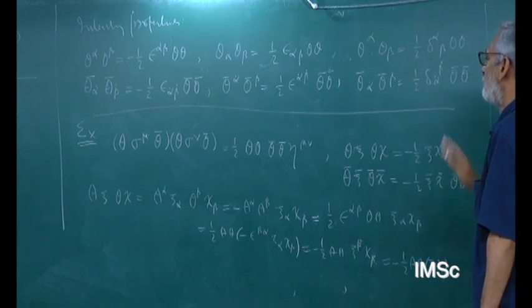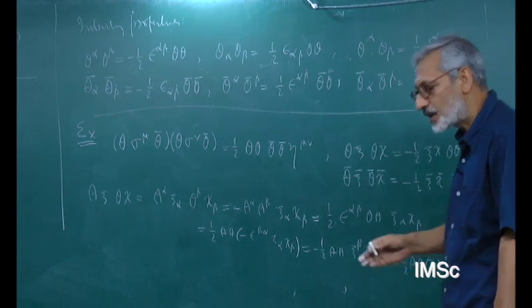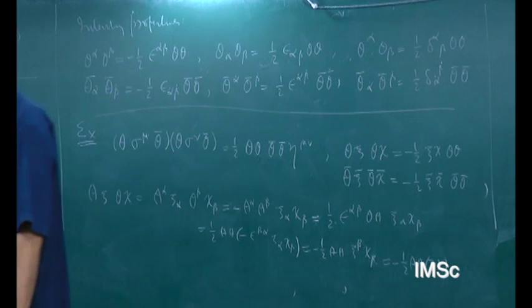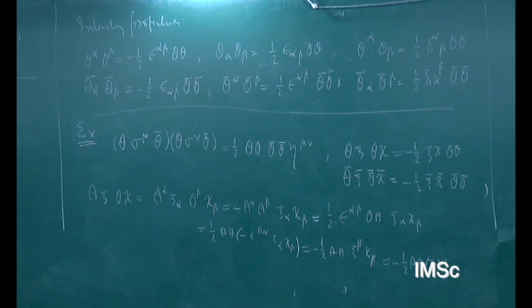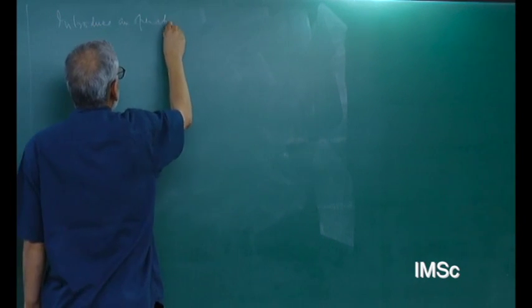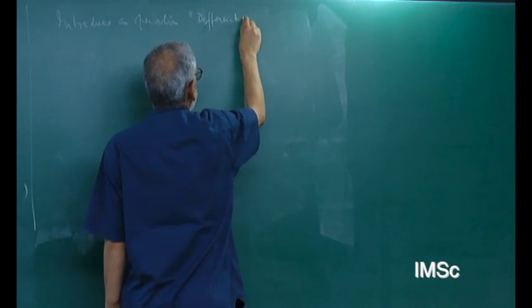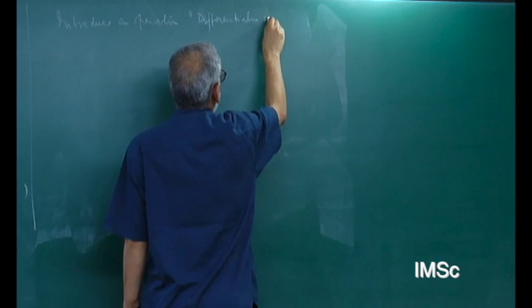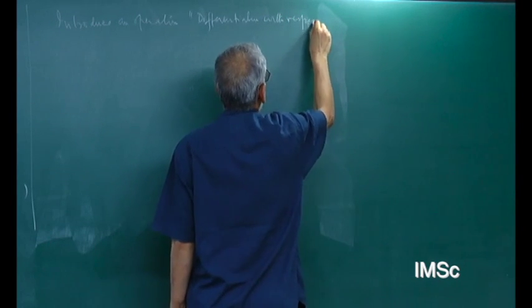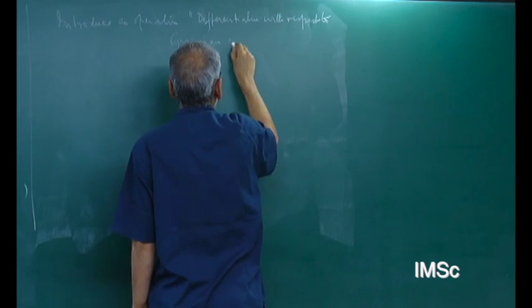So we have some nice properties. Now we're going to introduce a concept, an operation, and give it a name: differentiation with respect to Grassmann coordinates.